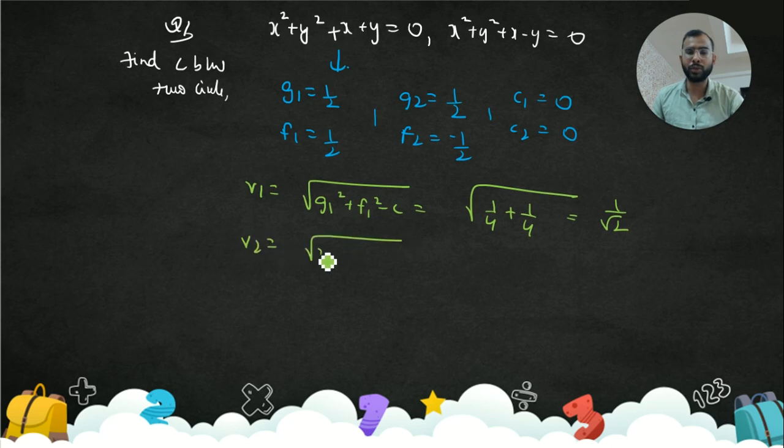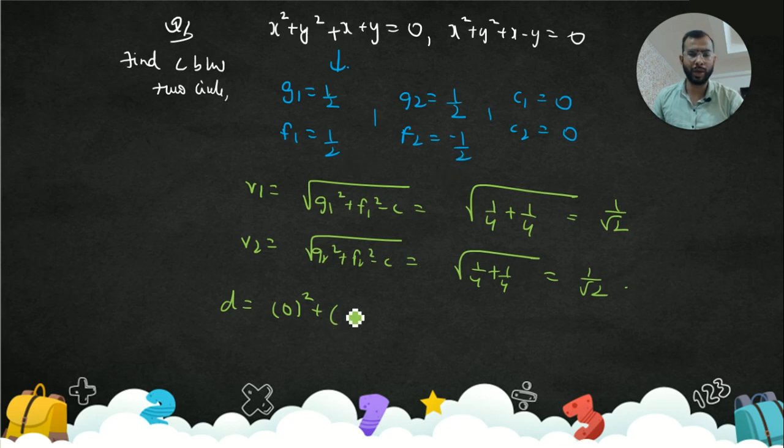Similarly, R2 is the root of G2 square plus F2 square minus C. Minus makes no difference, C is 0. This is also 1 by root 2. Okay? And D is the distance between the two centers. So G1 minus G2, which is 0, square, plus 1 by 2 minus minus 1 by 2, which is 1. Okay, 1 by 2, hold on.